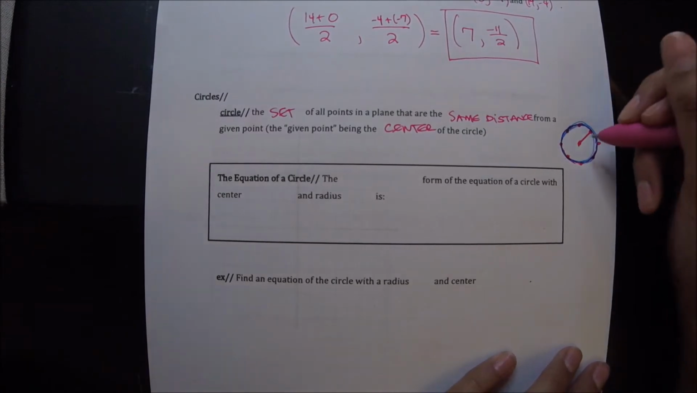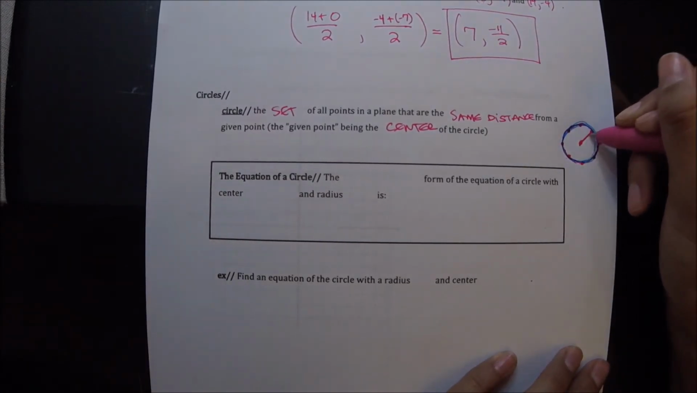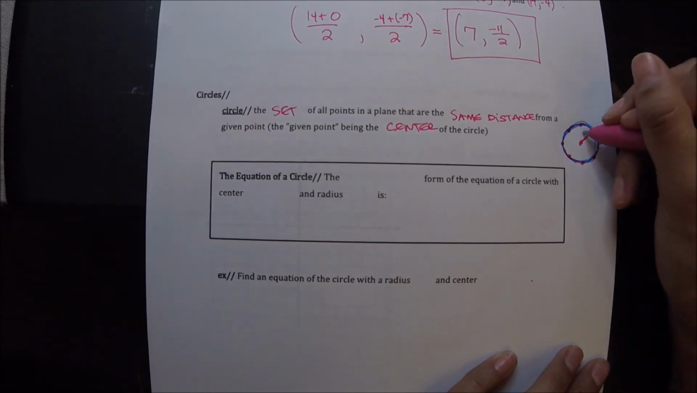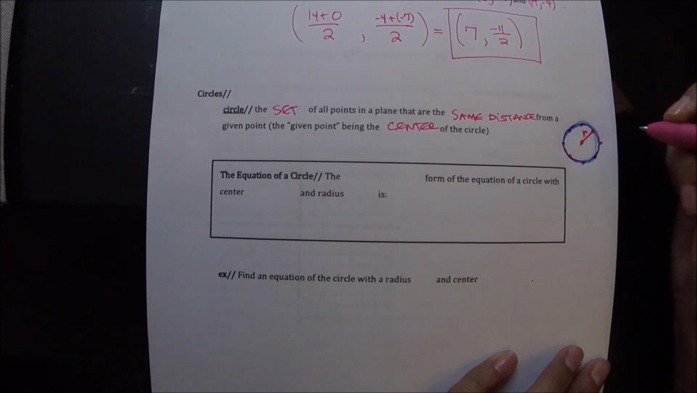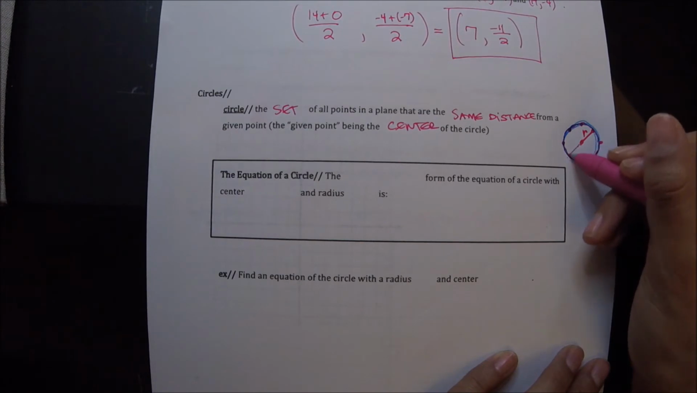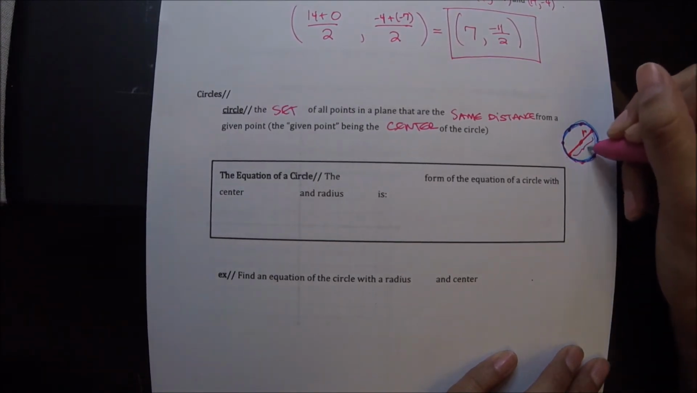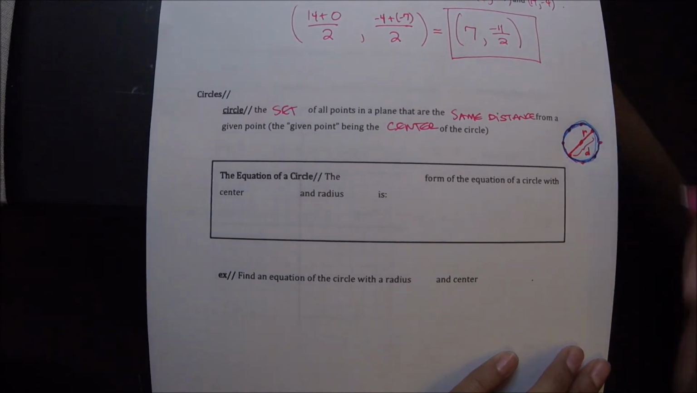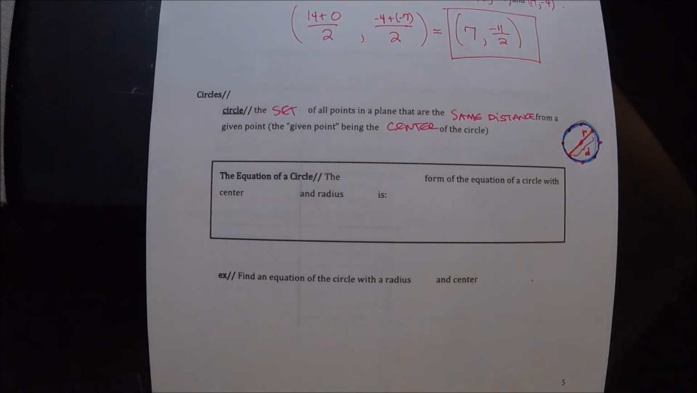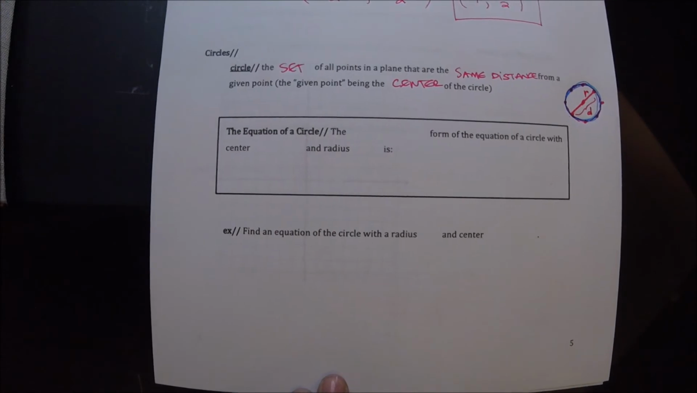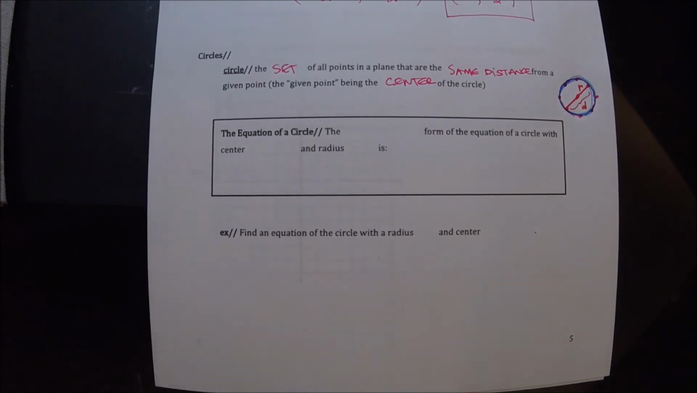Okay, and then this distance here has a special name. It starts with an R. This is our radius. And then if we went all the way across the circle to the other side, that would be called the diameter. Okay. All right, so now let's get into the equation of a circle. This would be used to help graph the circle on an xy plane.